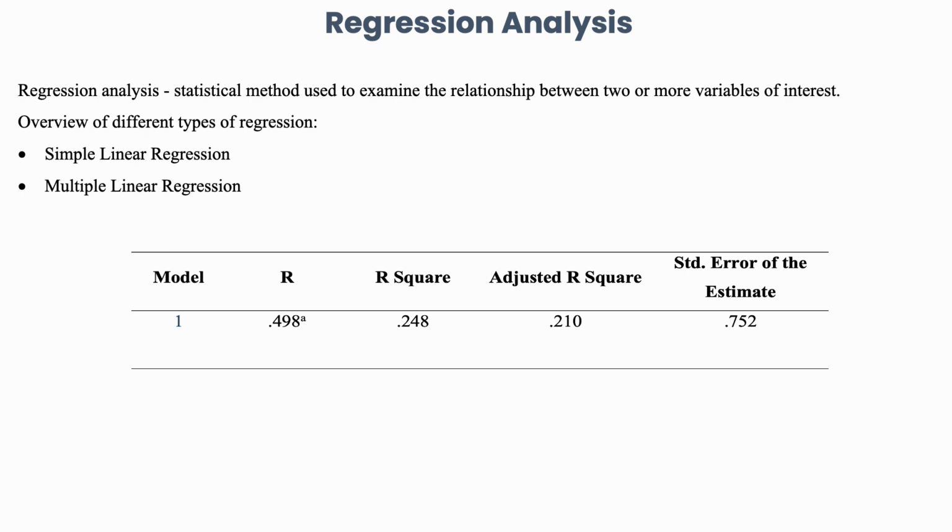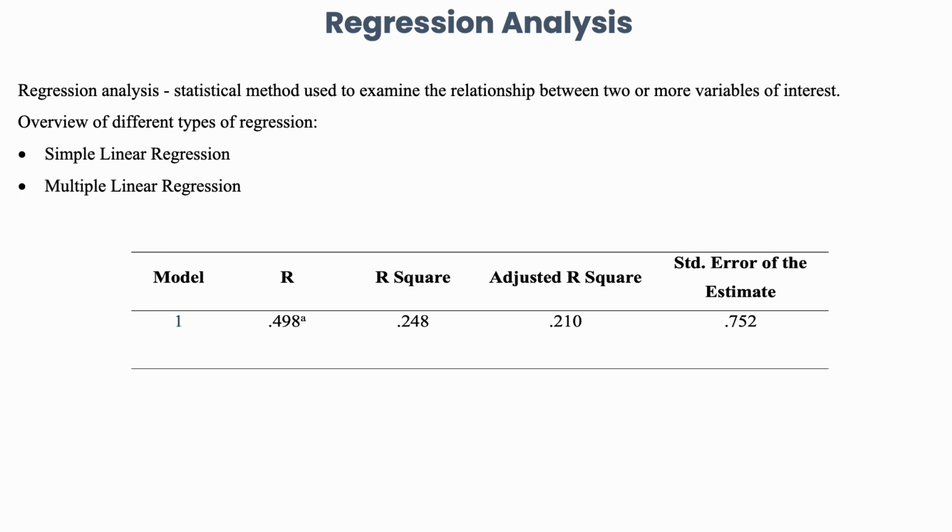It models the relationship by fitting a linear equation to the observed data, where one variable is considered the explanatory variable and the other the dependent variable. Multiple linear regression: in real-world scenarios, we usually have more than one explanatory variable to predict the dependent variable. In such cases, multiple linear regression is used, which includes two or more predictors.